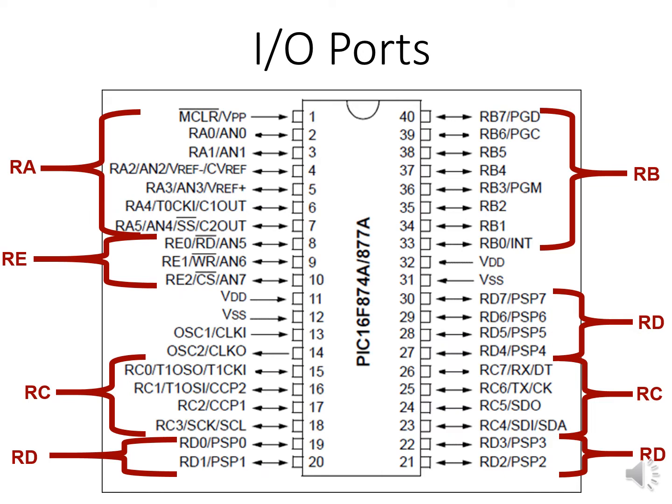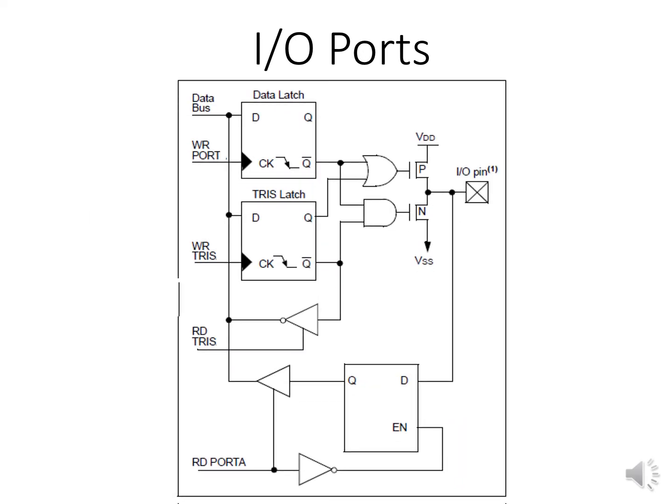Each port pin may have one or more alternate functions. So on the diagram, what comes after the name of the pin are the alternate functions of the pin. Each port pin can be configured to be either an input pin or an output pin.